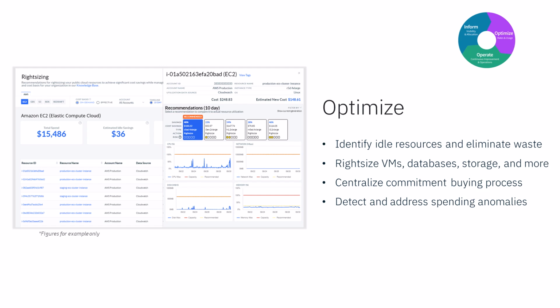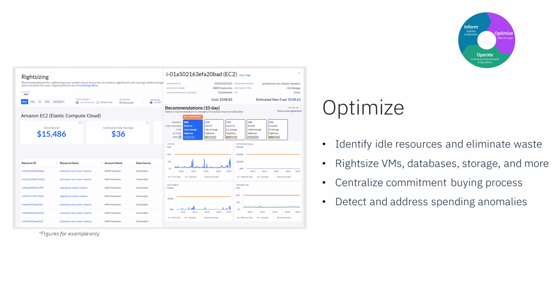In the optimize phase, Cloudability has right-sizing recommendations that cover a broad set of cloud services across vendors. These recommendations bring attention to these idle resources that we just mentioned and to cost-saving opportunities where resources can be resized to better match their underlying workloads.